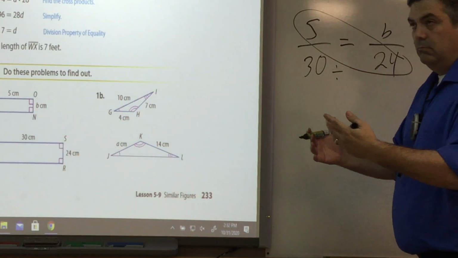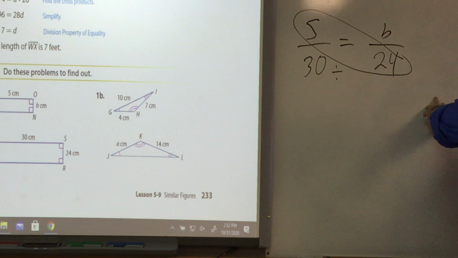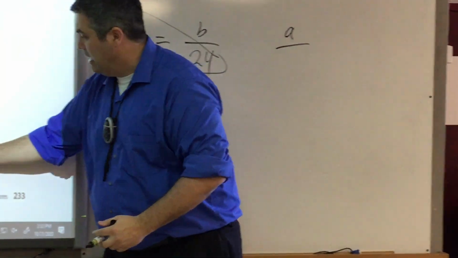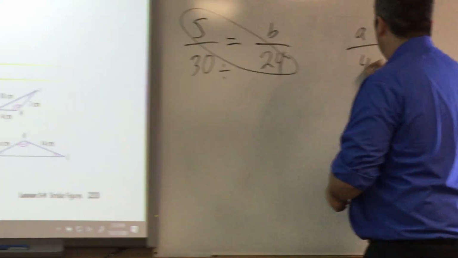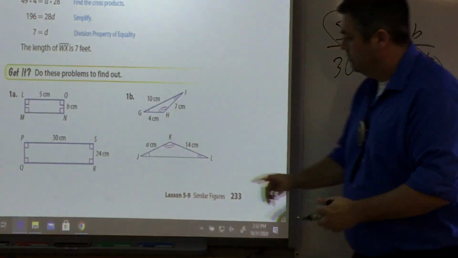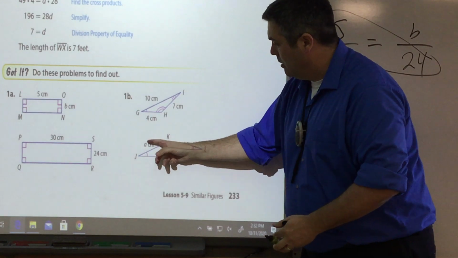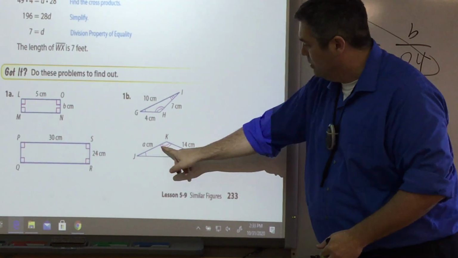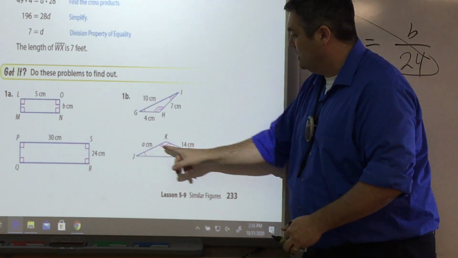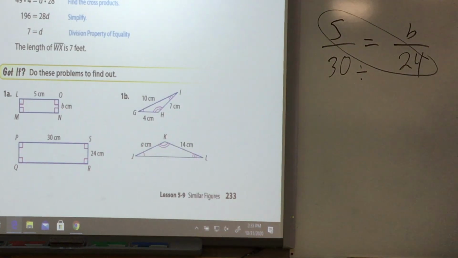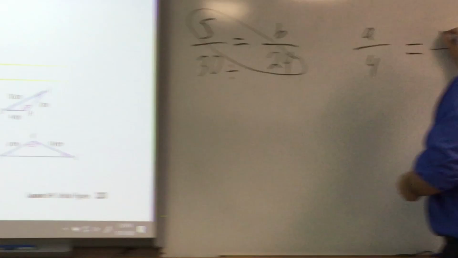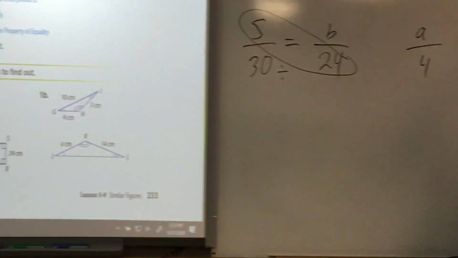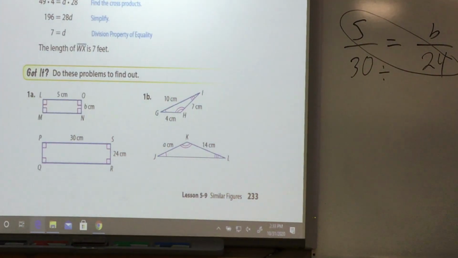So A and 4 are similar. What I can do is A over 4 equals, and then my other side, K to L, which is 14. Where I put A on top, that's where the 14 goes. Same to same.